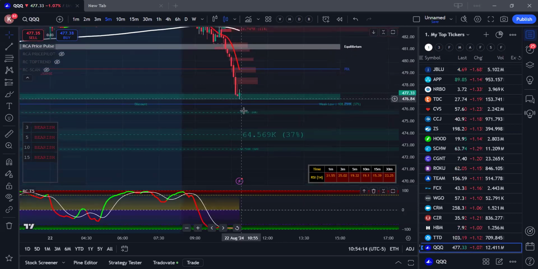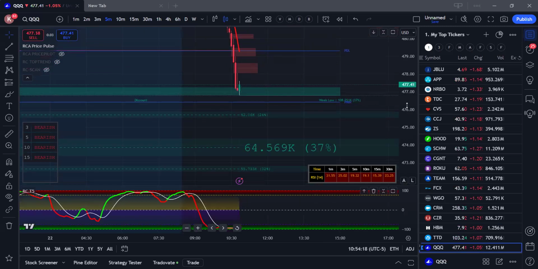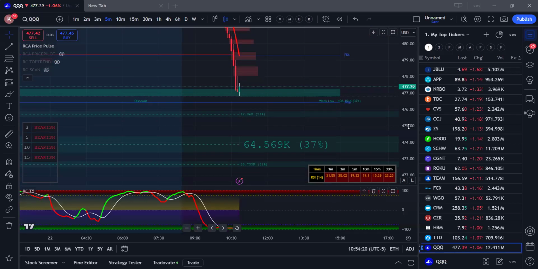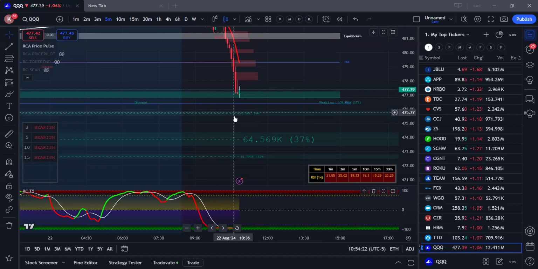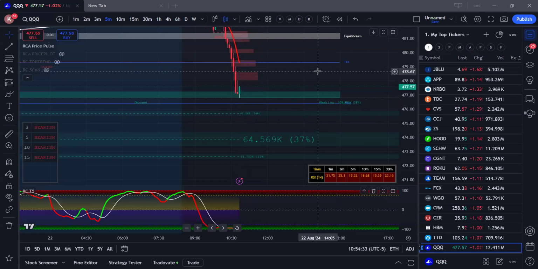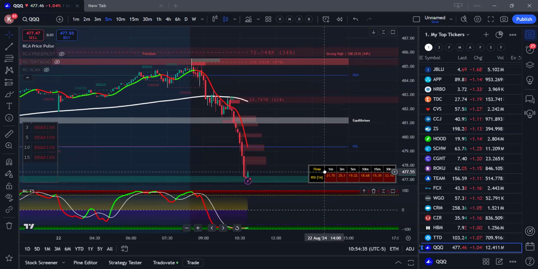There is a high possibility it will come here. But we also don't want to take the puts now because you are at a discount area. This would have been a nice area to short, or this would have. We shorted here, we took some profits here.